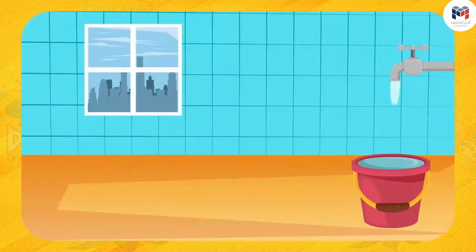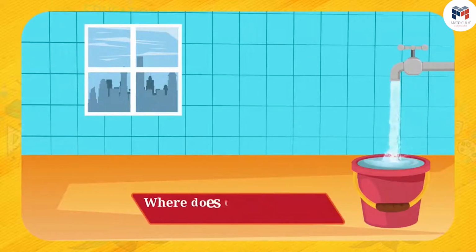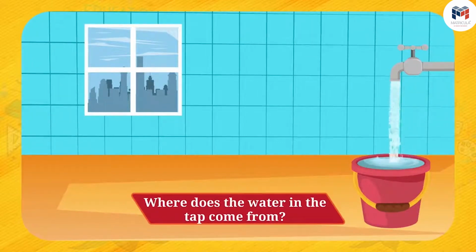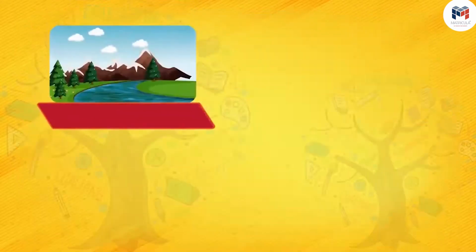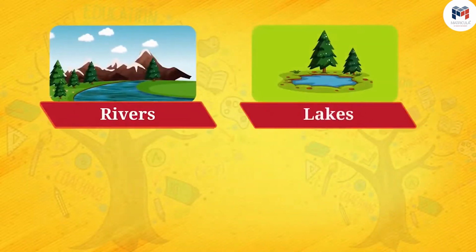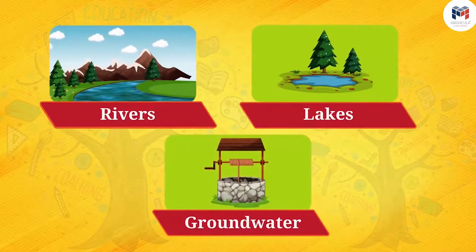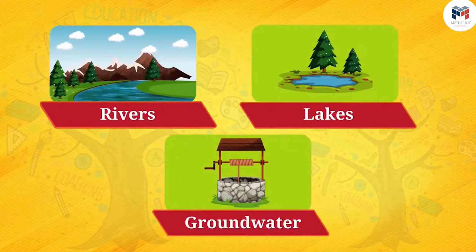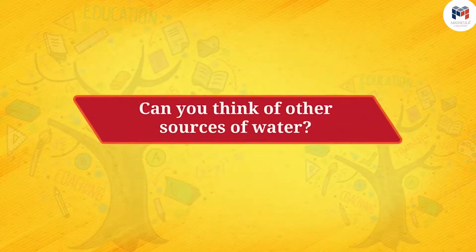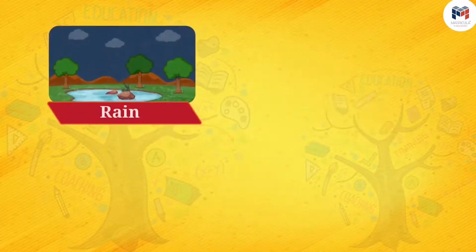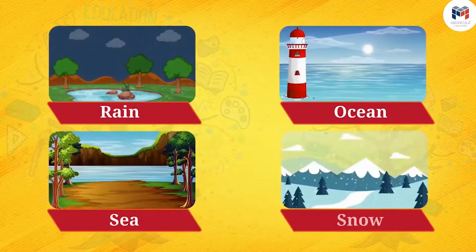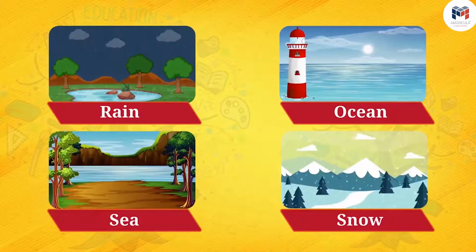Well friends, where does water come from at your house? From the tap? But where does the water in the tap come from? Think. Water is drawn into the tap from the nearby rivers, lakes and groundwater. So, these are the sources of water. Can you think of other sources of water? They are rain, ocean, sea and mountains covered with snow.